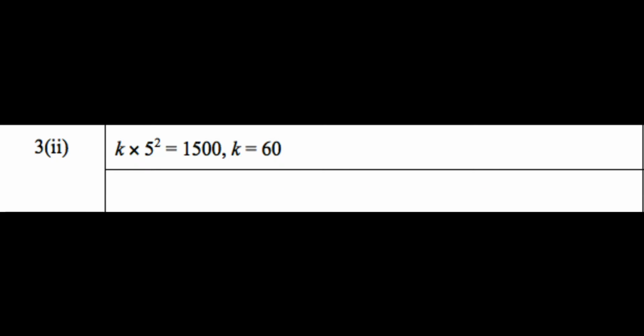Yes, we just substitute that kv squared equals the resisting force, so k times v, which is 5, squared equals the resisting force, which is 1500. So k equals 1500 divided by 25, which equals 60.